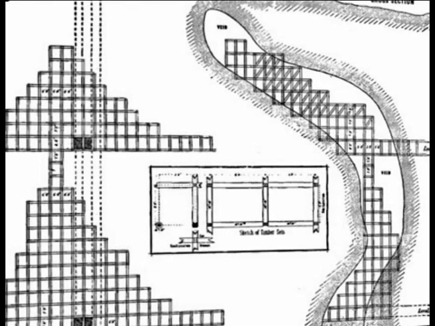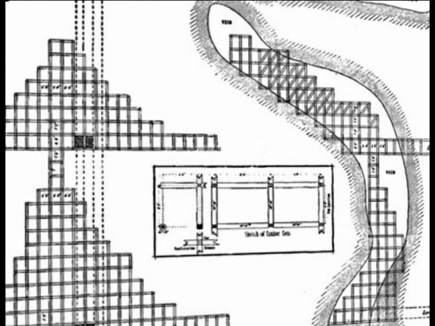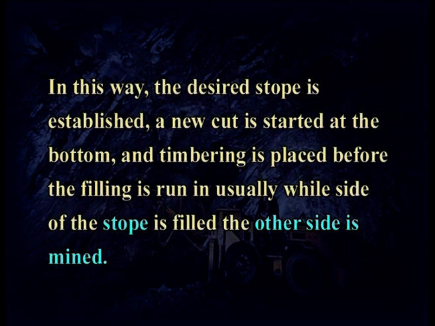The stope is started from a raise in the center of the pillar. 4 rows of sets are mined across the full width of the pillar. Then 2 rows of sets are mined in the floor before filling is run into the stope. In this way, the desired stope is established, a new cut is started at the bottom and timbering is placed before the filling is run in. Usually, while one side of the stope is filled, the other side is mined.